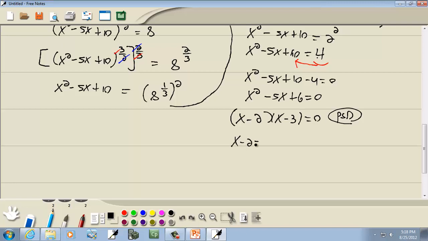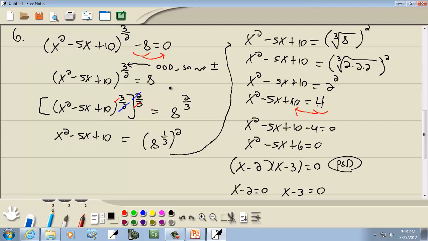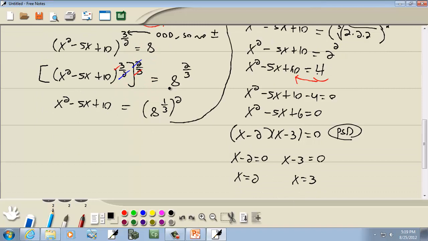Set each factor equal to 0. x minus 2 equal to 0, and x minus 3 equal to 0. And we get x equals 2, and we get x equals 3. Maybe. And if I come back up here and check those, put 2 in here. 2 squared is 4 minus 5 times 2, that's negative 10. Negative 10 plus 10 cancels, so that gives us 4 to that, which gives us 8. 8 minus 8 is 0, so that one checks.